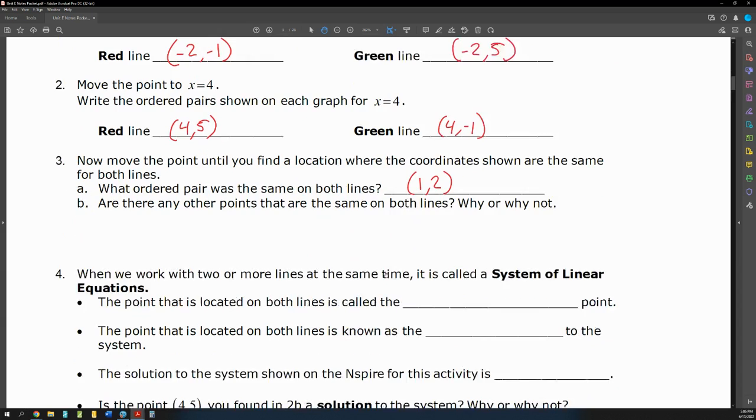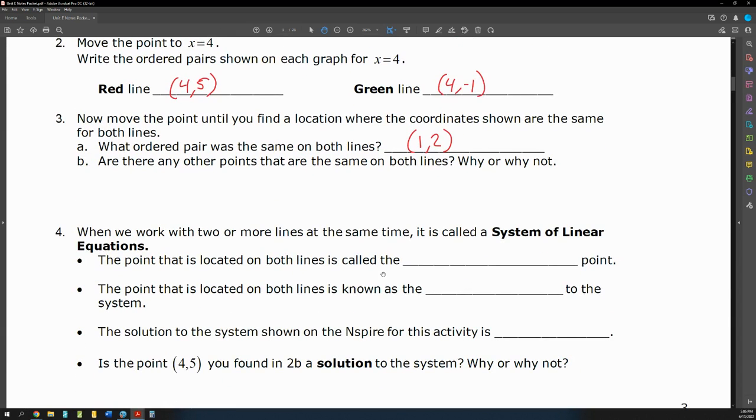So think about that for a minute. Why do you think that is? The reason why is because that is the only point that they have in common, because that's where the lines intersect. So are there any other points? No. The only point that is the same is where the lines intersect.